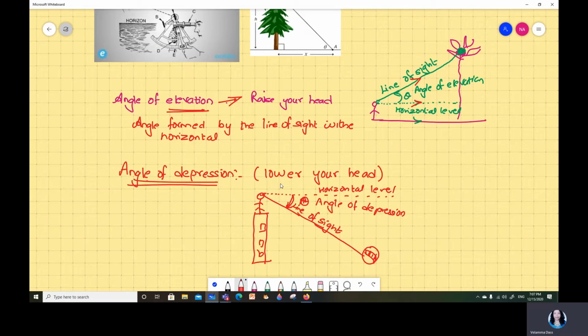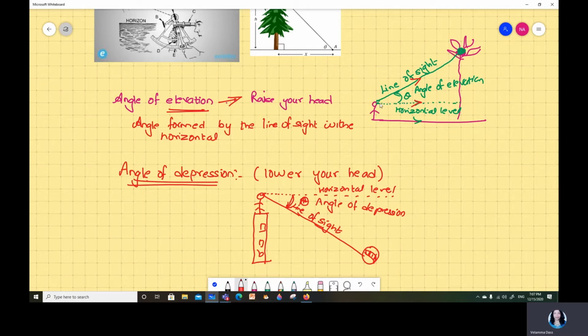Angle of depression is formed when you have to lower your head. So remember, when you're depressed, you always lower your head. So just remember this way, that lower your head means depression, where you have to lower your head down to see the object. So the angle is basically formed between the two rays, and the two rays are the horizontal level and the line of sight.